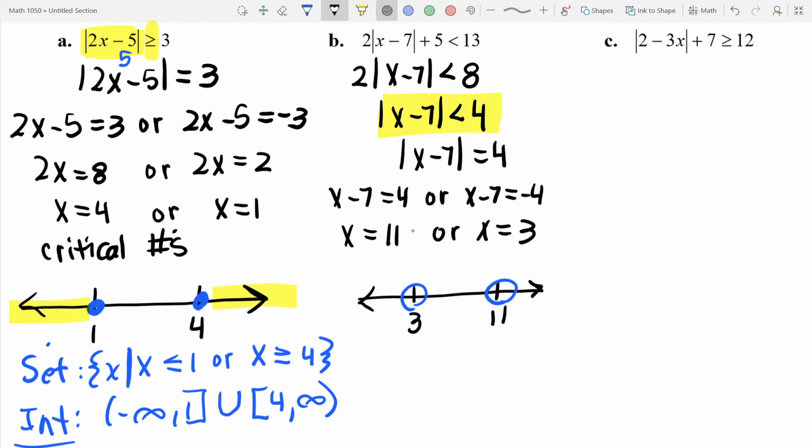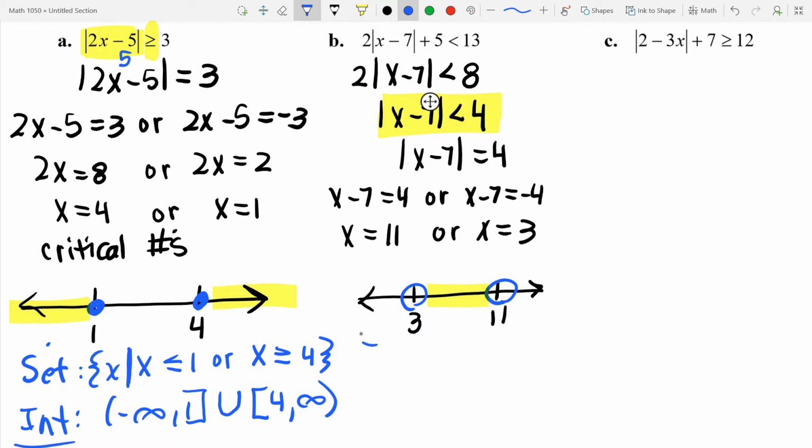So if I put in a 0, I always test 0 if I can. So over here is a 0. If I put in a 0, 0 minus 7 is a negative 7. The absolute value of negative 7 is a 7. Is 7 smaller than 4? No. So this is a false region, so it's going to be false, true, false. You guys can test them. You know how to do it.